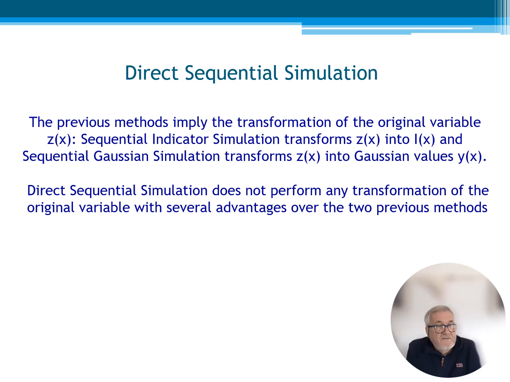Now, let's see the third method that I would like to present to you today, which is direct sequential simulation. The previous methods, as you have seen, imply the transformation of the original variable. Sequential indicator simulation transforms the original variable into indicators, and sequential Gaussian simulation transforms it into Gaussian values. The direct sequential simulation does not perform any transformation of the original variables, which implies several advantages over the two previous methods.